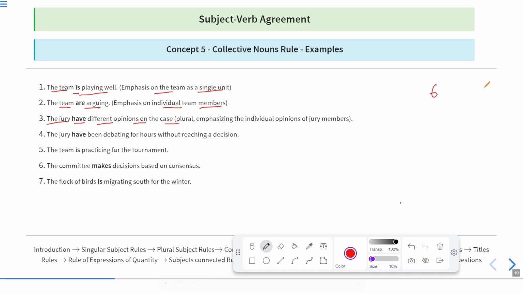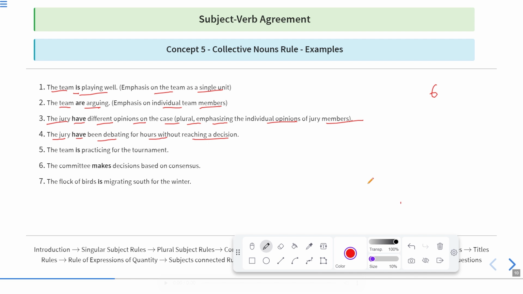They don't have a singular opinion with them. Okay, in that case, they are plural, emphasizing the individual opinions of jury members. The jury have been debating for hours without reaching a decision. So here, the jury are not making the decision unanimously, and they have been debating for hours. It means there is chaos between them.